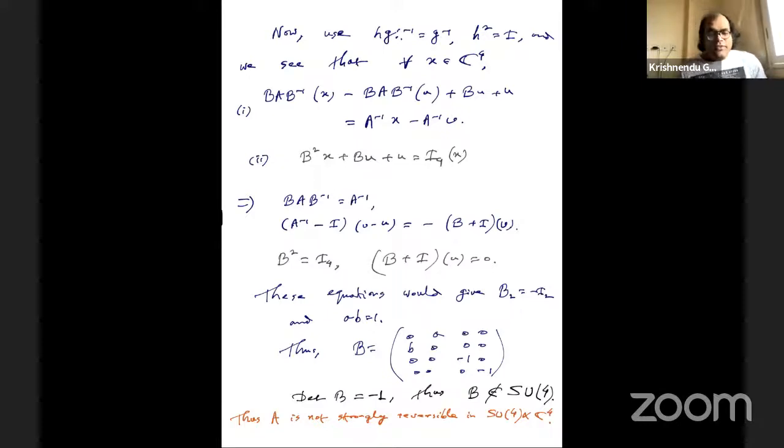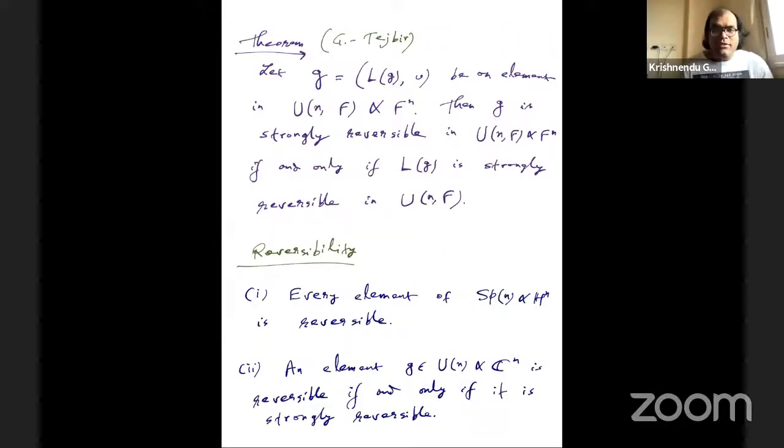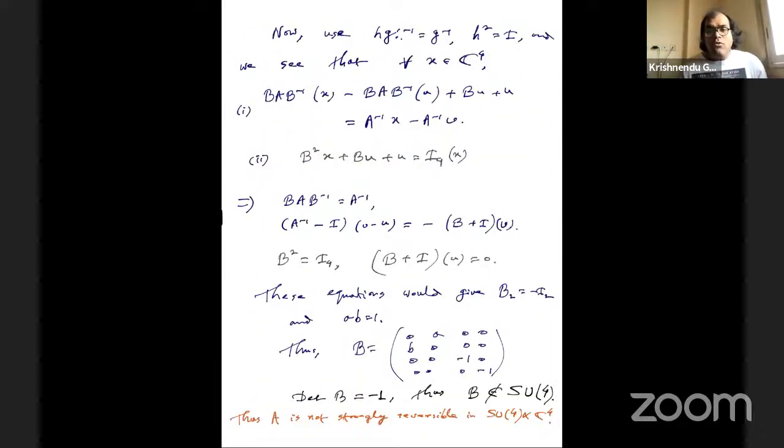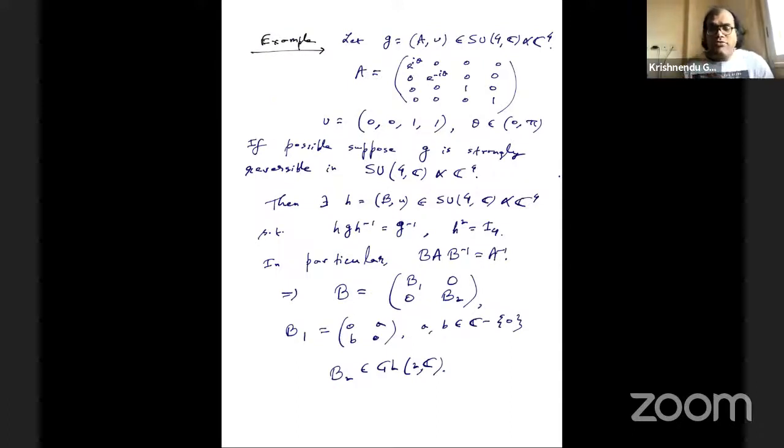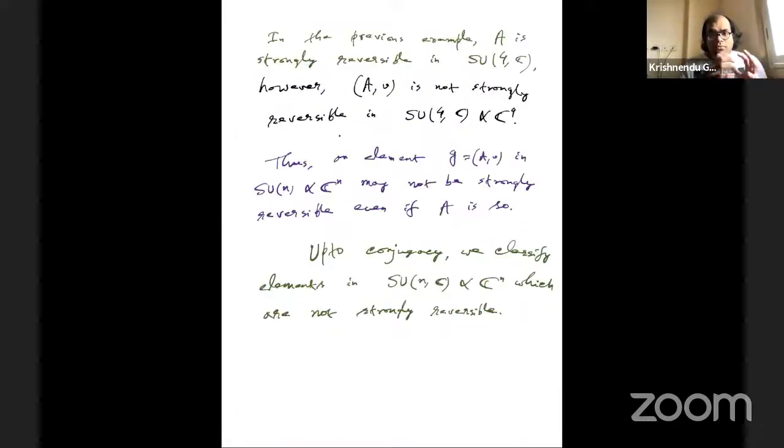So this shows that the result that I have stated here, the first theorem, that an element in the semi-direct product is strongly reversible if and only if its linear part is strongly reversible, does not hold when you restrict yourself to this group SU(4), C^4 semi-direct product. And when you go from 4 to n, then essentially this example generalizes. Okay, and up to conjugacy, we have classified the elements which are not strongly reversible in SU(n), C^n semi-direct product, and the prototype to this is this example.